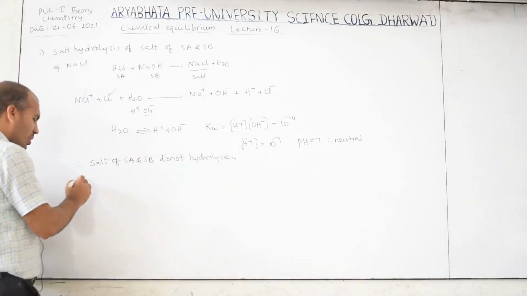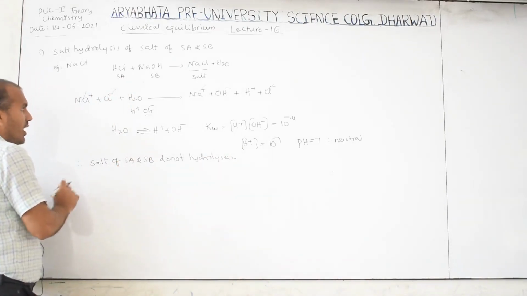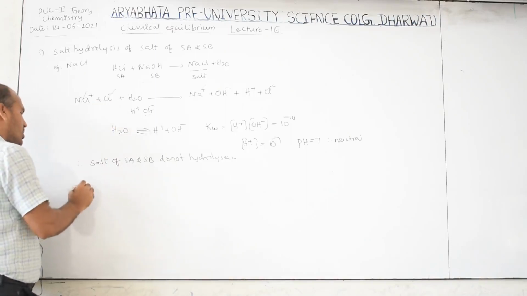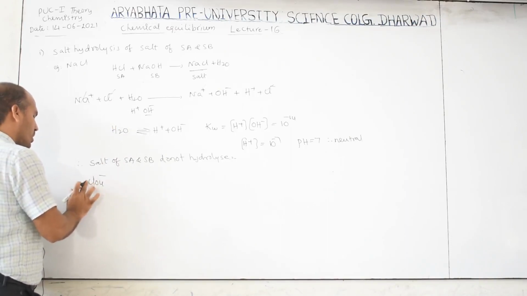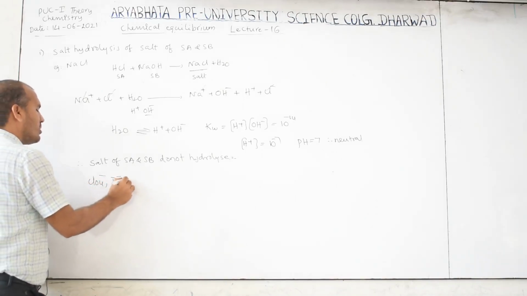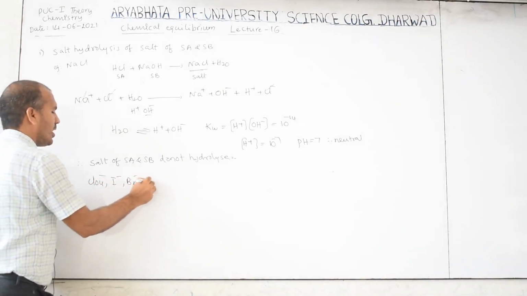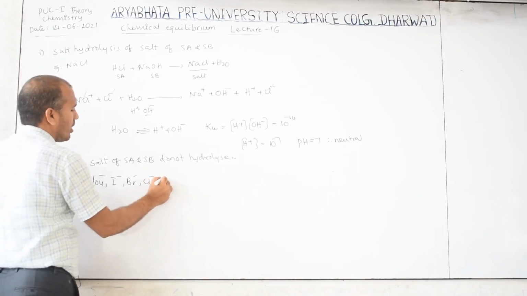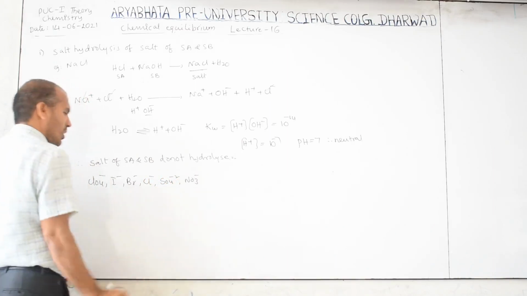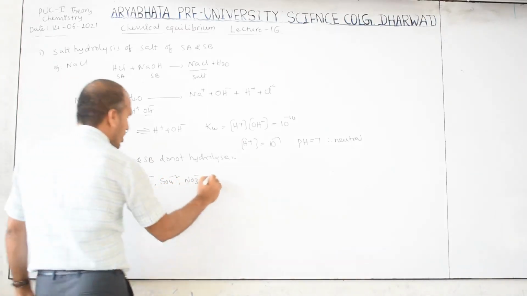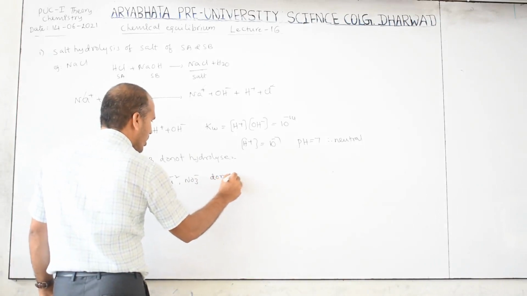So what are the strong acid anions? Keep in mind, the strong acids are HClO4, giving ClO4 minus, and I minus, Br minus, Cl minus, SO4 2 minus and NO3 minus. These anions do not hydrolyze.